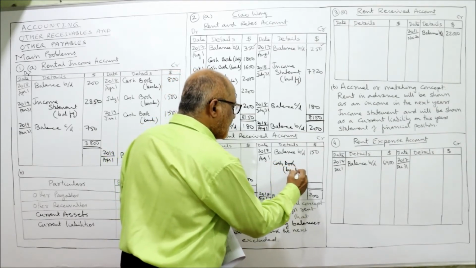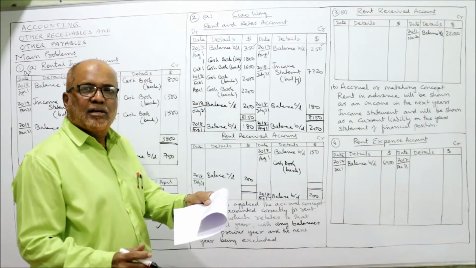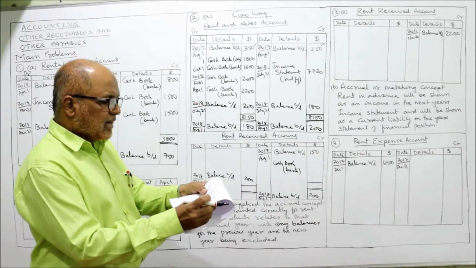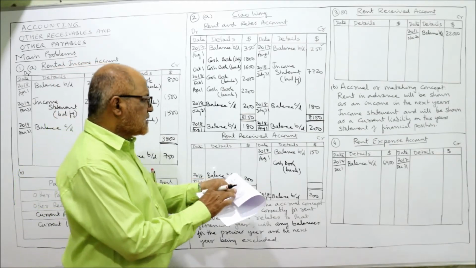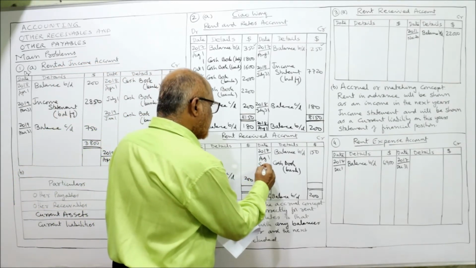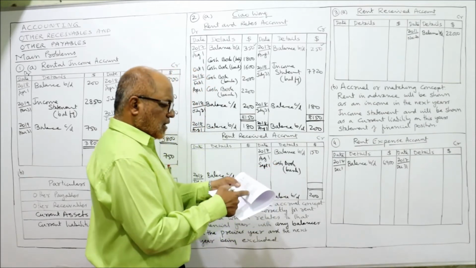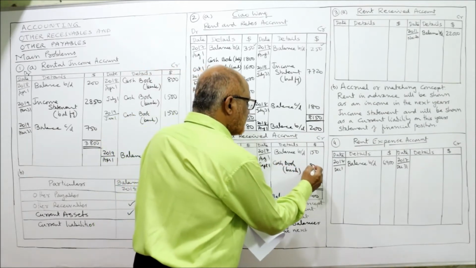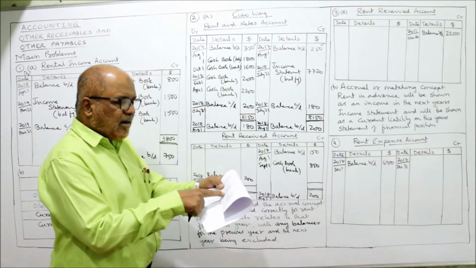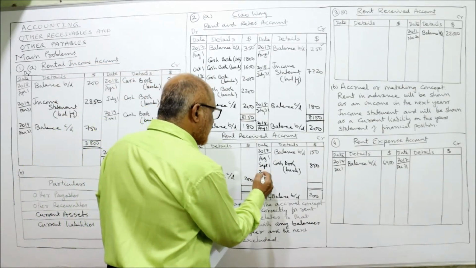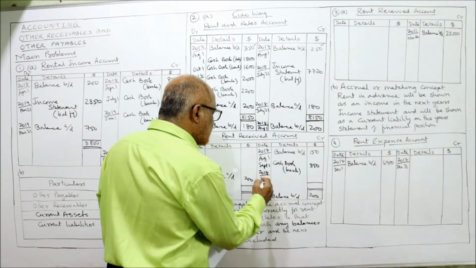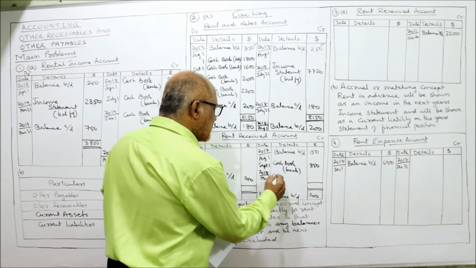Bank. Cash book, bank. So how much is the amount received? Rent is received on two dates. 2017 September 1st, $850. Then again rent received on 1st March 2018. So 2018 March 1st. Cash book.